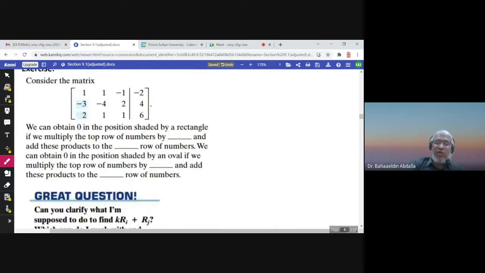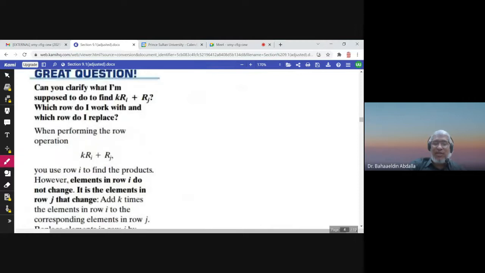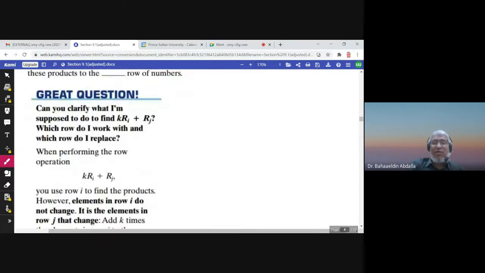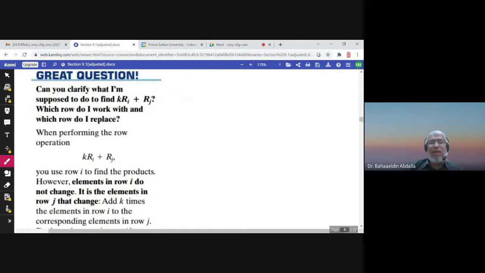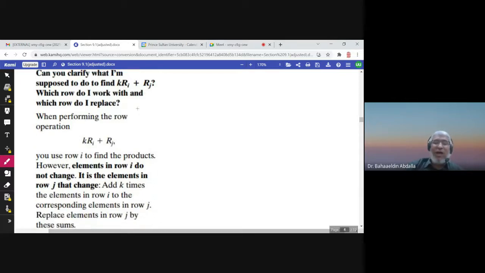Let me do this operation on an example so you can understand. Let us check here first. What is this question? Can you clarify what I am supposed to do to find kRi plus Rj? Which row do I work with and which row do I replace? You replace Rj. Row j is going to change. The elements in row j will be changed, and you work with Ri. Ri is not changed here. So the second one here is going to be changed.